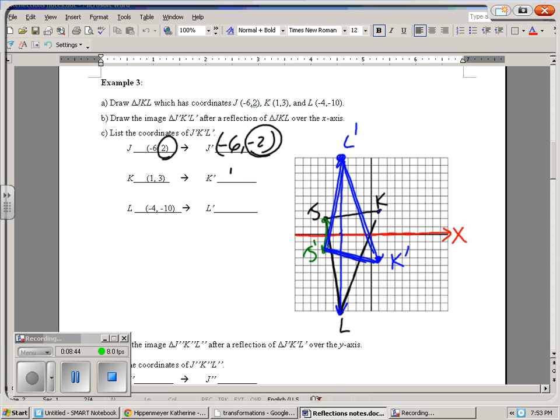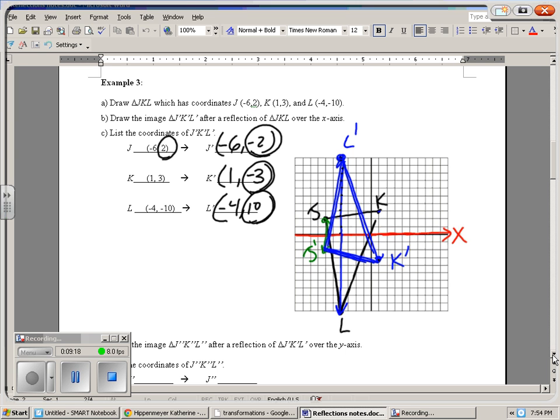So let's go ahead and guess for K. I would say, without even looking at where it is on the grid, that it's at 1, -3, and that L is at -4, +10, because we're switching the y values. And then I'm going to come over here and check K prime. I go to the right one and down 3. That's correct. And then letter L, I'm counting out to the left 4 and then upwards 1, 2, 3, 4, 5, 6, 7, 8, 9, 10, and you get to L prime.